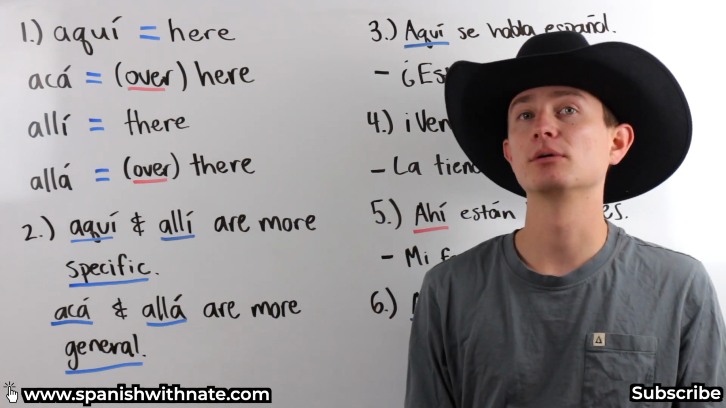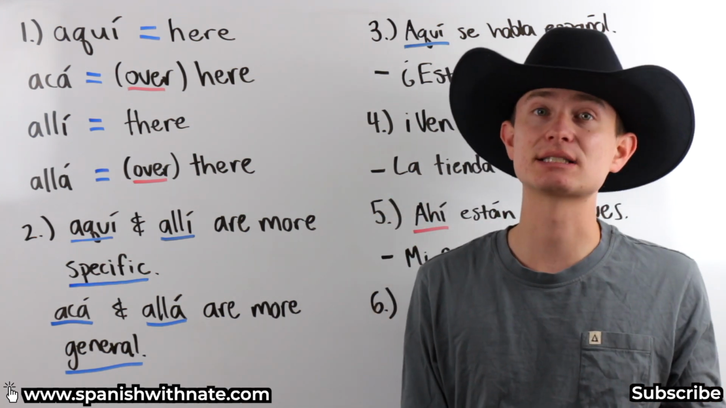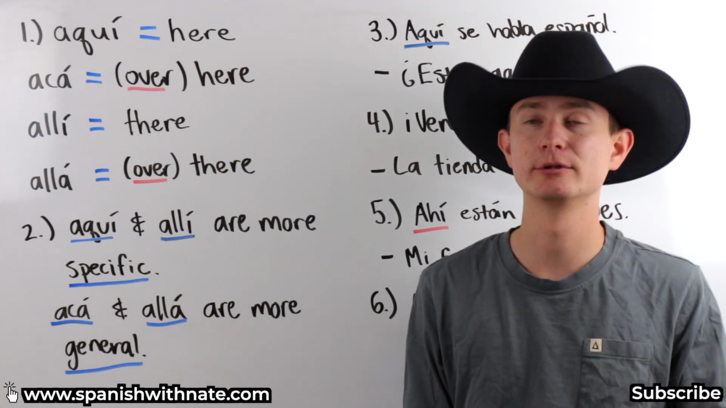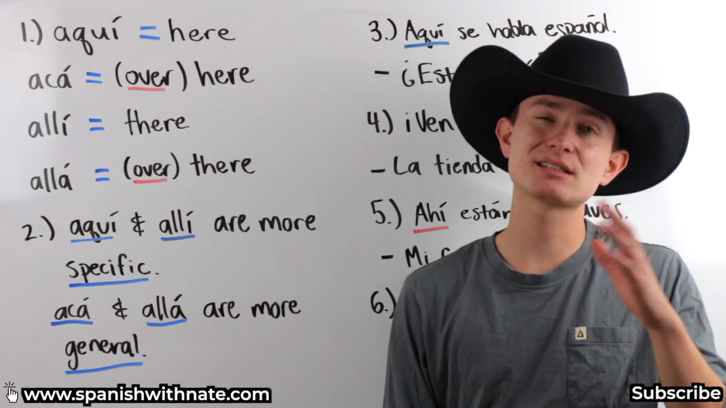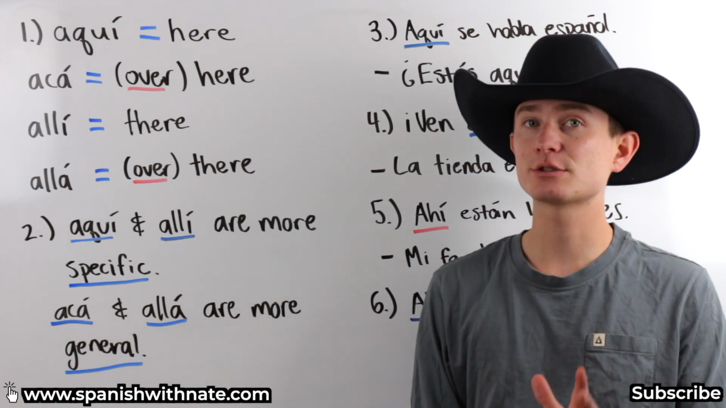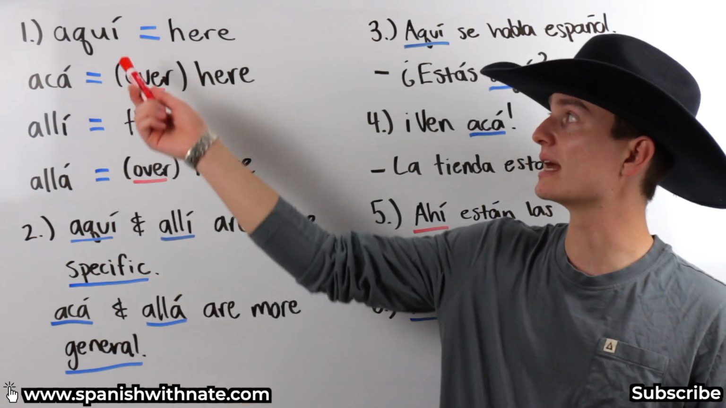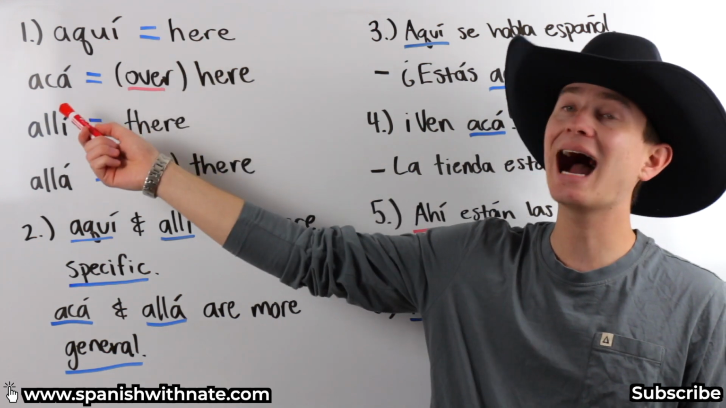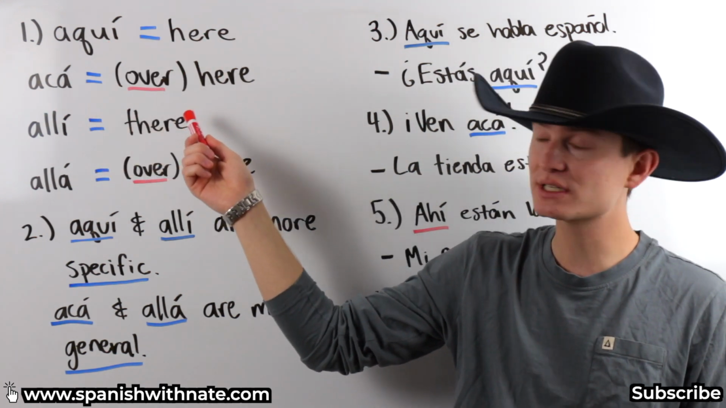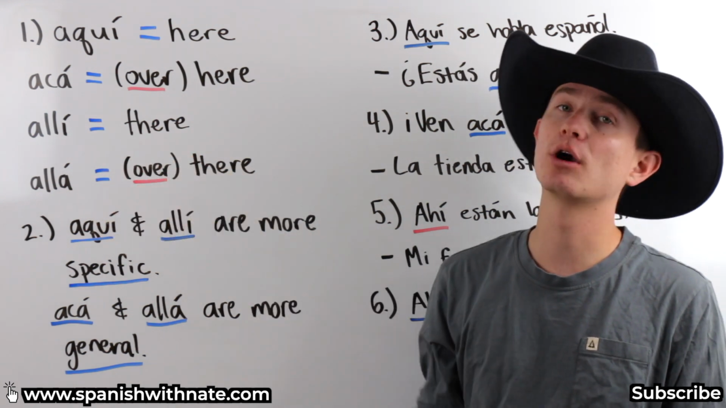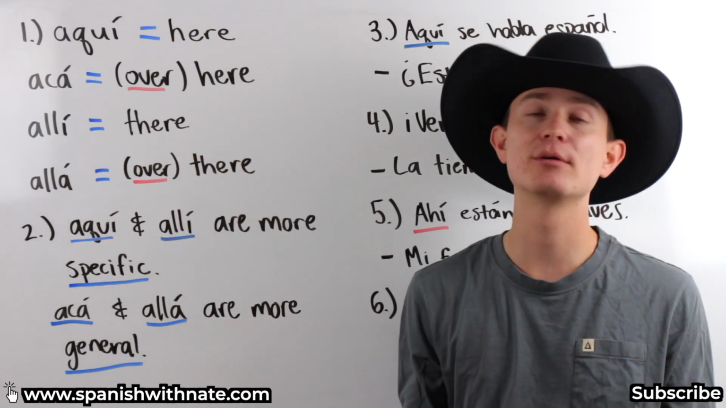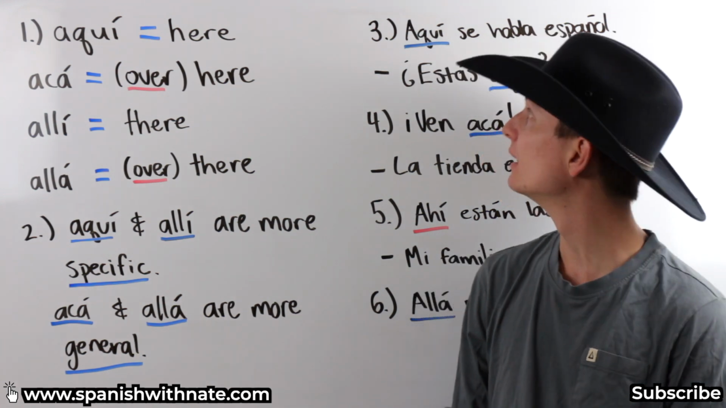Like, ¿estás por acá? ¿Dónde estás? Like, are you around here? Where are you? Okay? So these are more general. These are more specific. Now, if that's confusing you, honestly, the easiest way to remember these is just to say, aquí is here, acá is over here or around here, ahí is there, and allá is over there or around there. Okay? If there's anything you remember from this lesson, just let it be that.